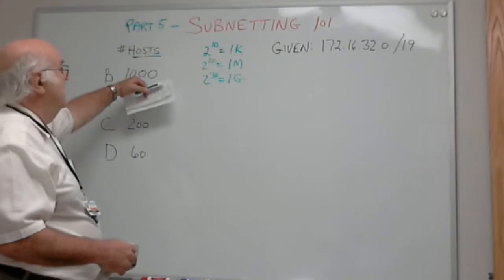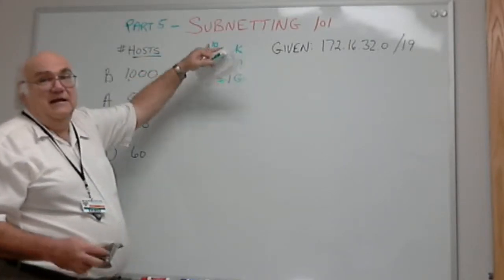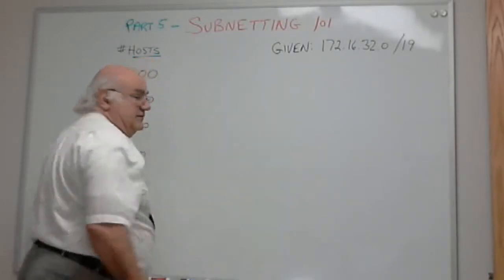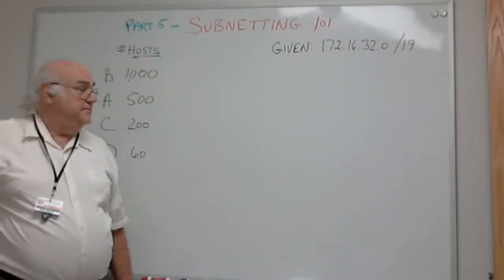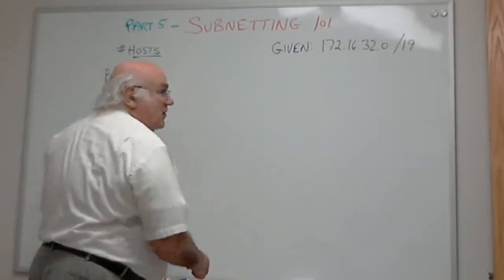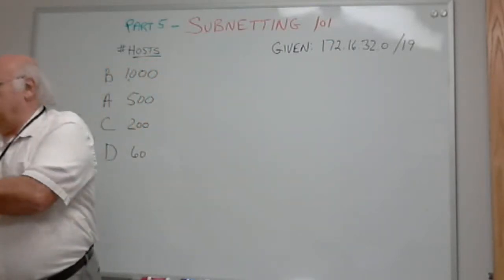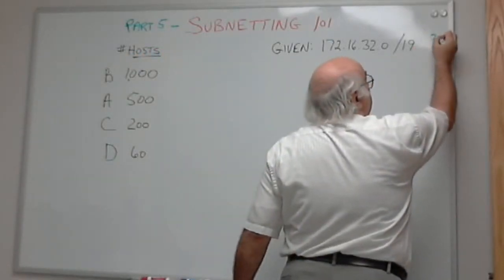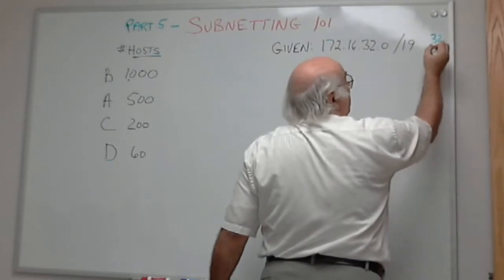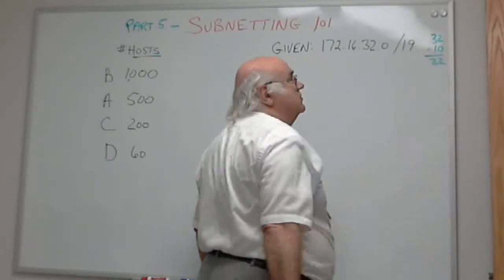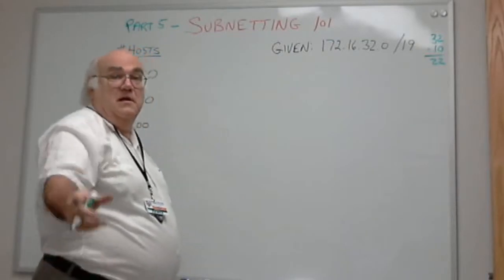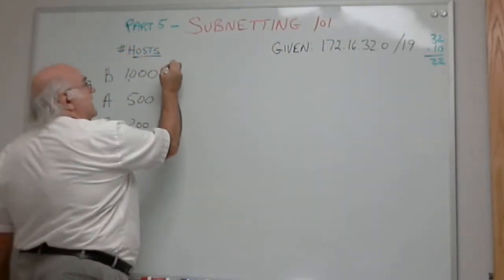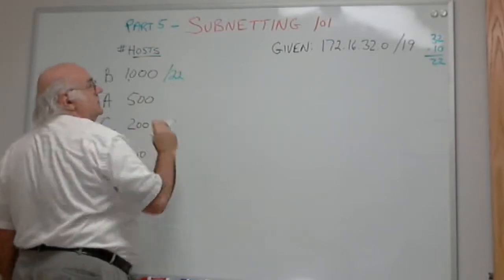So for 1,000 hosts, I'm going to need 10 bits. Is that correct? So if I'm taking 10 bits for my hosts, how many are going to be left over for my network? Here again, you have to consider that we have 32 bits total. I just took 10 for my hosts. I have 22 left over for my network. 22 is the number of bits in my prefix. Let me write that down, /22.